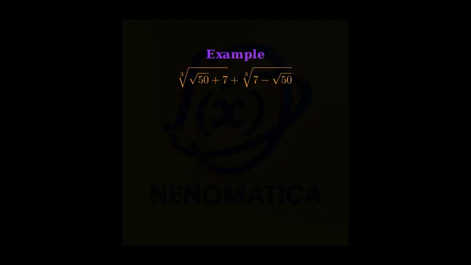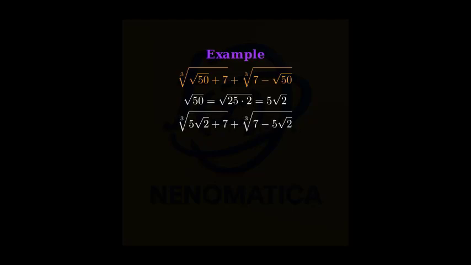First, let's observe that the square root of 50 can be simplified. Square root of 50 equals 5 times square root of 2. So our expression becomes the cube root of 5 square root of 2 plus 7, plus the cube root of 7 minus 5 square root of 2.